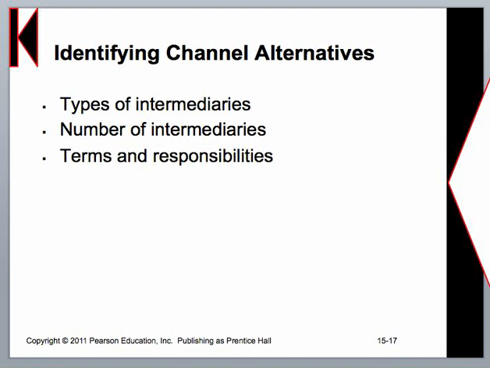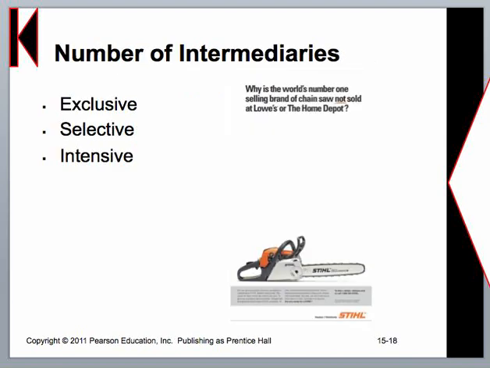Type, the number of intermediaries, which I've mentioned already. Number of intermediaries or types of distribution. The steel is a good example of this. The little vignette that they talk about in the book is a good one. So these are the 3 levels of distribution, or number of distribution points: exclusive, selective, and intensive.